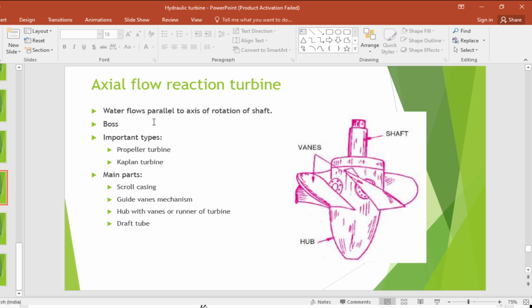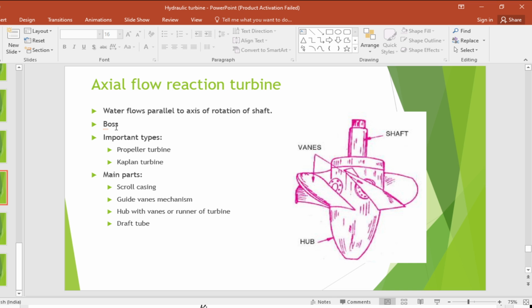Now, for the axial flow reaction turbine, the shaft of the turbine is vertical. In this diagram, you can see the shaft is in the vertical direction, and vanes are attached to the shaft. If you see, the diagram is somewhat different from other types of turbine. This part is known as the hub, which is also known as the boss.